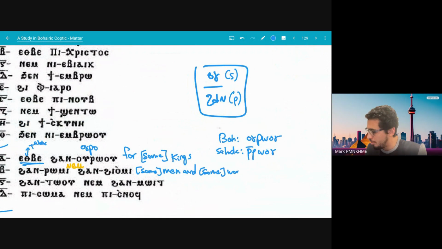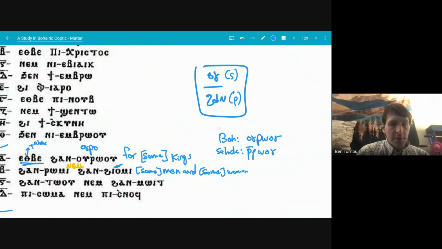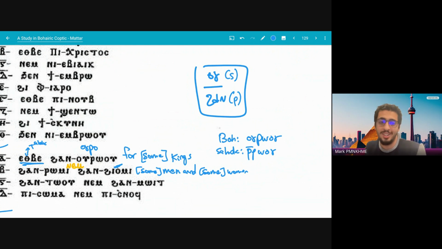Good job. You can also see in Sahidic you have rome and hiome. Again, this jinkim is garbage. I don't even know why it would be there. All right, let's do two more.